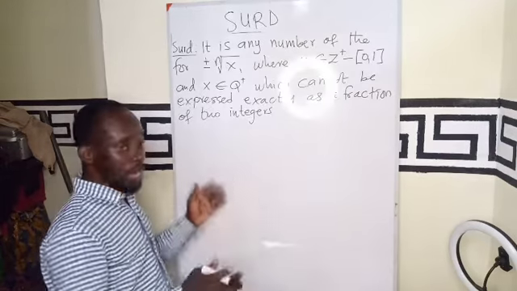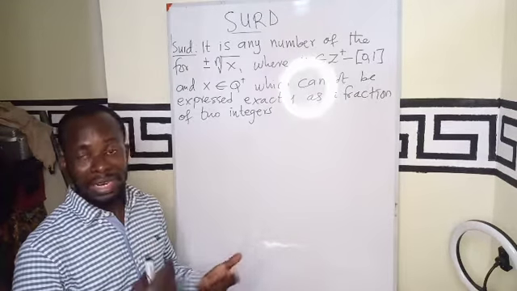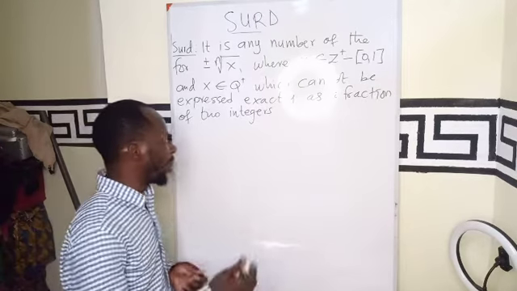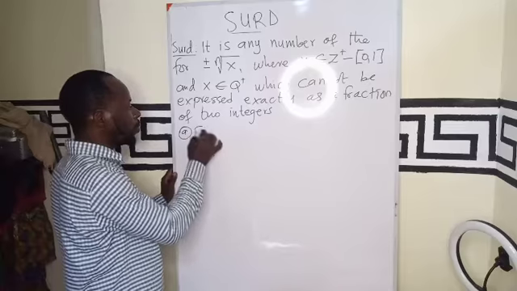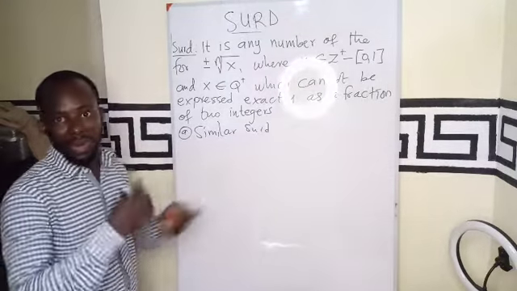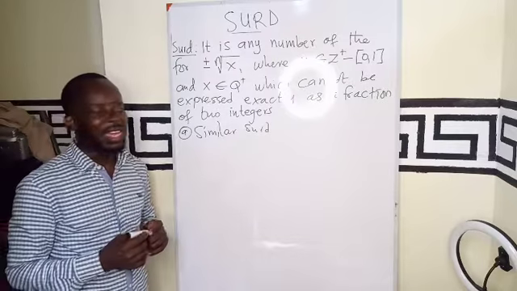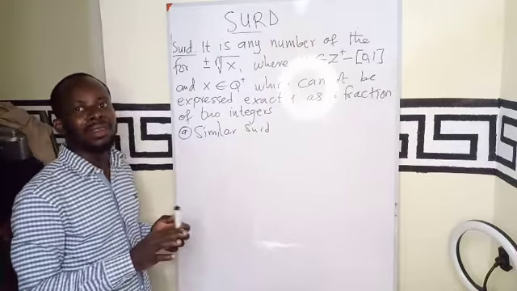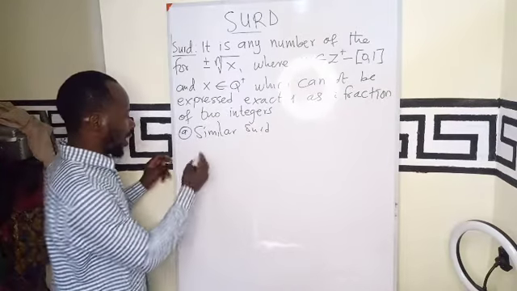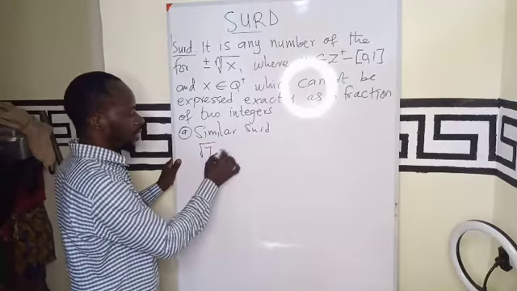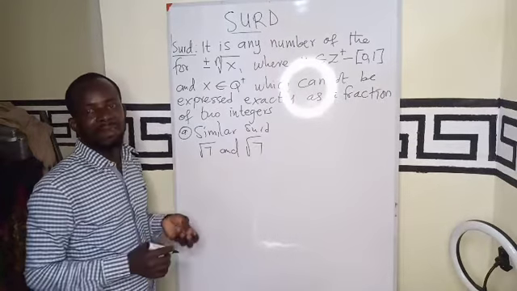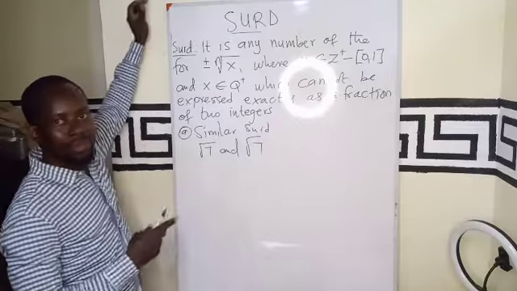Now, all we want to do today is talk about the concept of surds, what we call similar surds. If I want to talk about similar surds, two surds or any other surds are said to be similar if they have the same radicand, meaning the same number under the root. So I can have root 7 and root 7 are similar.